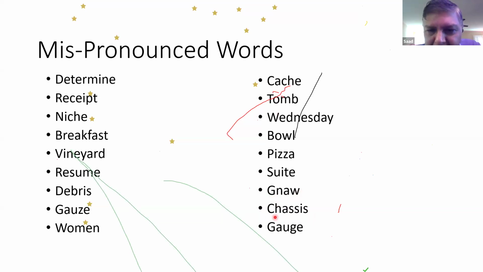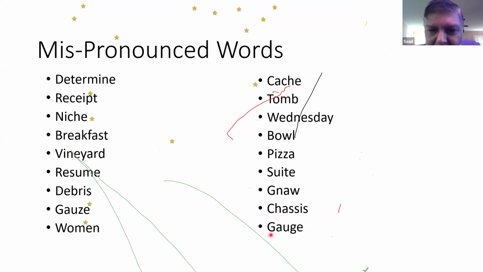Okay, this one. Sir, this chassis. The car is built on the frame. The chassis. It's chassis. There is no, this is not pronounced.